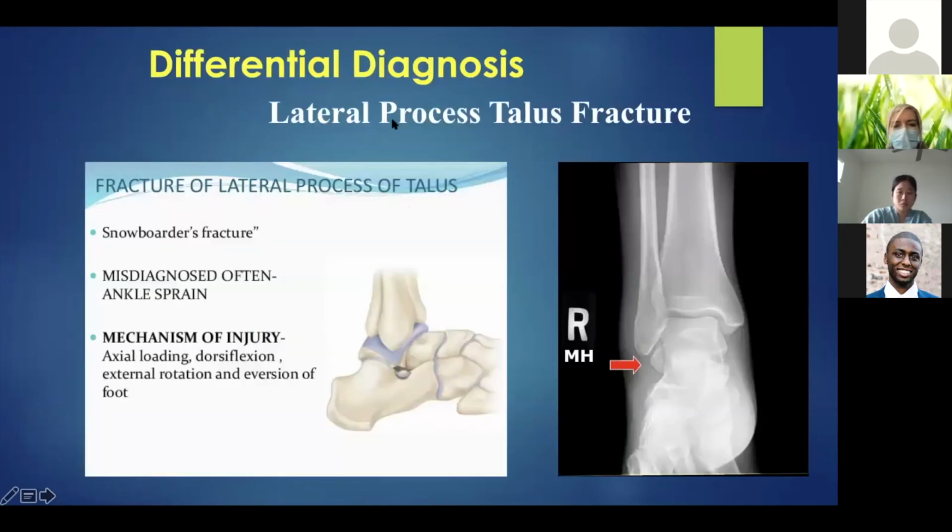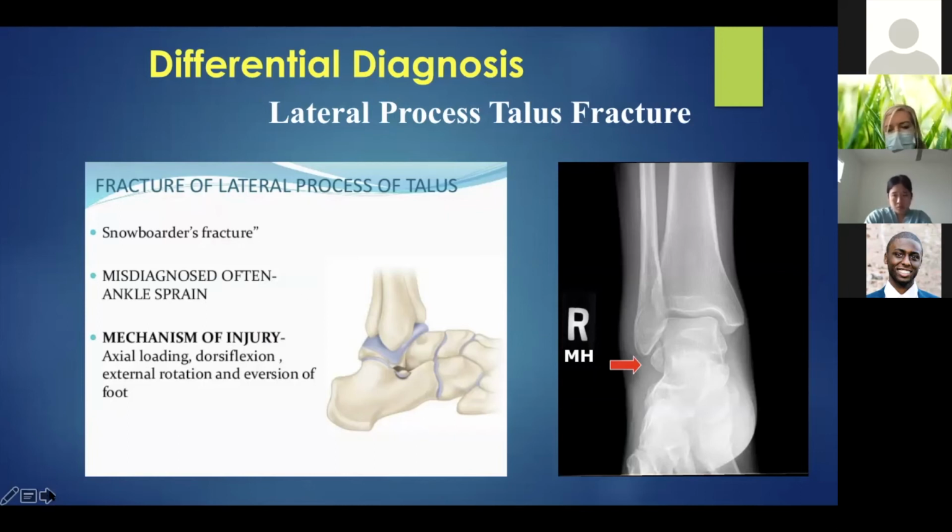So again, differential diagnosis: lateral process of the talus fracture, because these are things you don't want to miss, since they're treated differently. This is a snowboarder's fracture because the lateral process right here gets pinched between, you can imagine, the fibula coming down on the calcaneus. The difference is the mechanism of injury, which is a dorsiflexion mechanism instead of a normal ankle sprain, which is a plantar flexion injury. We see this with our snowboarders, surfers, horseback riders, anyone who has hyperdorsiflexion.